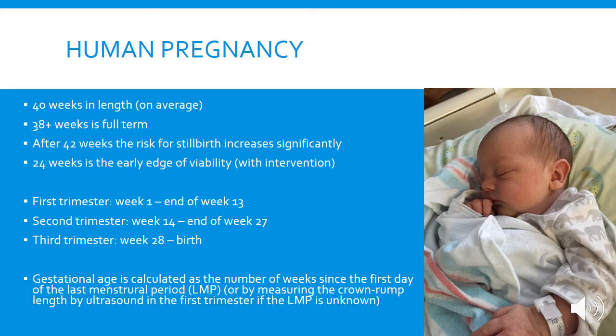Now, of course, not every woman knows the first day of her last menstrual period, or LMP, and so in those cases you can do an ultrasound in the first trimester to measure what's called the crown rump length, which is the distance from the top of the baby's head to the rump, to the baby's rear. Okay. In the first trimester, that is a highly accurate way to date the pregnancy, as babies are all almost exactly the same size down to the day.